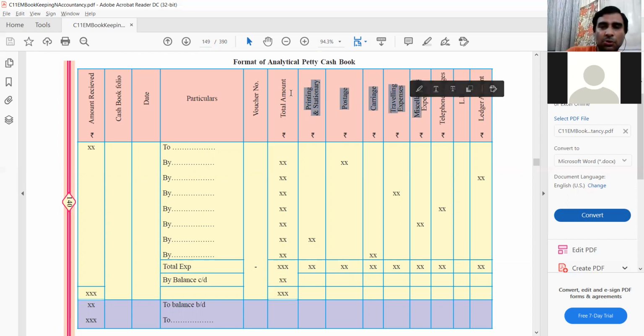So like this, you will make about 8 columns, 8 to 10 columns. There is no hard and fast rule that it has to be 5 columns or 8 columns or 10 columns or 12 columns.